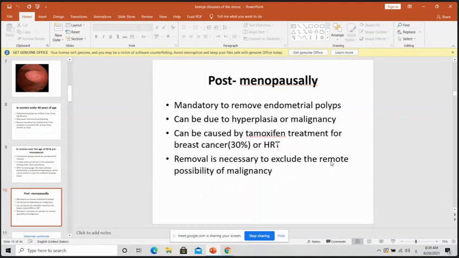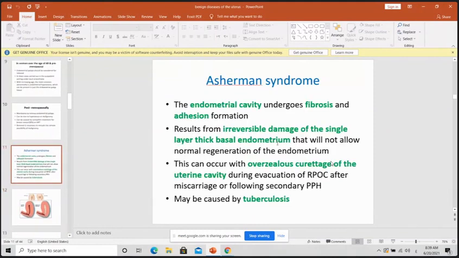estrogen. As well, the polyps can be seen in women who are kept on hormone replacement therapy. Therefore, these medications, if they are given to a woman who is postmenopausal, she should be frequently followed up for the possibility of development of endometrial polyps. Therefore, here removal is mandatory to exclude the remote possibility of malignancy.